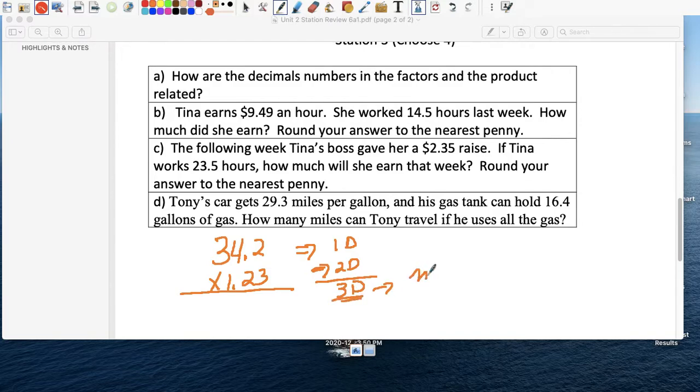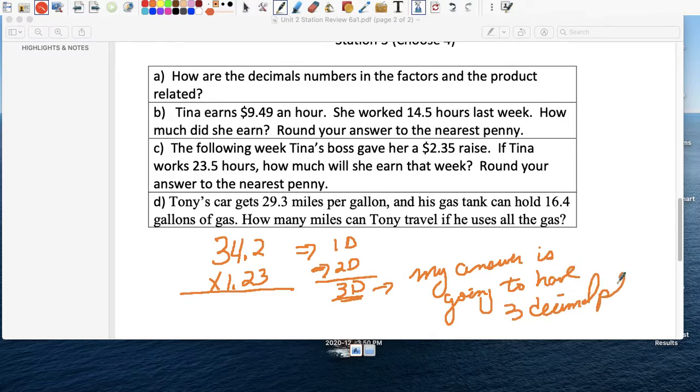This tells me my answer is going to have 3 decimal places. Okay, that's what I do. So when I multiply, I should pick an easier number. So let's multiply 6, 12, 10, put a 0, 4, 8, 6, put 2 zeros, 2, 4, 3. So my answer is 6, 6, 0, 12, 42066.